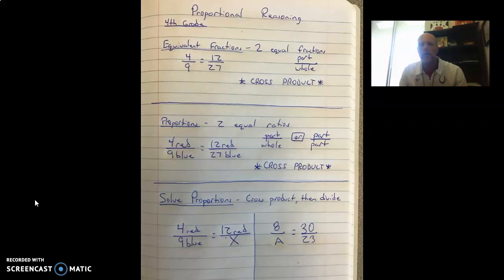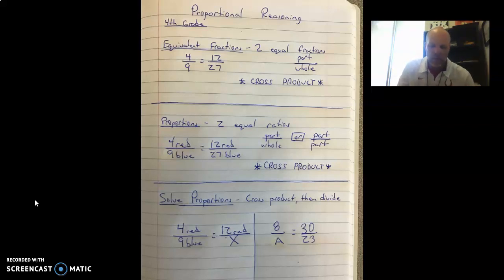All right, so on the top, we're talking about proportional reasoning. Okay, you've actually done this. We just didn't call it proportional reasoning. In fourth grade, it was just called equivalent fractions. Okay, and what you were taught in fourth grade was how to check and see if two fractions are equivalent.